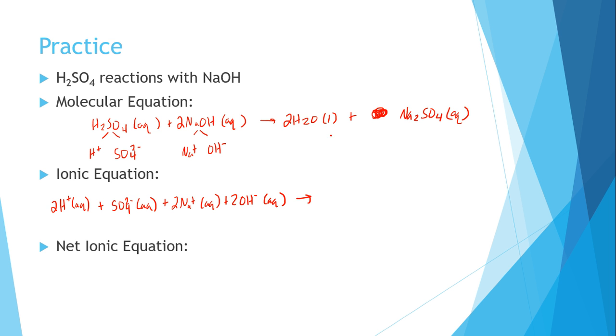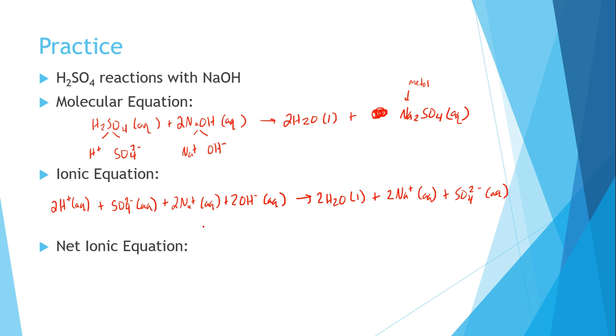Remember, water never splits because it's a liquid, so we drop it as is. And then this one will split because it is aqueous, and here we have a metal. So we can go ahead and split this as 2 Na. Notice that 2 doesn't belong there, so we threw it out front. Plus SO4 2 negative.